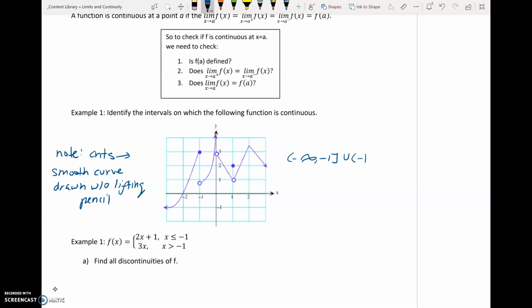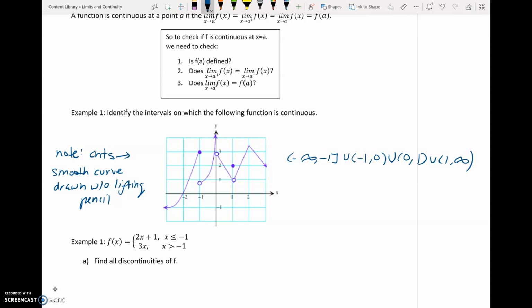And then it goes to 0. Again, we're not going to include 0 because there's an arrow to indicate it's just going on, and it's not ever going to touch 0, so you need a round bracket. And then from this part of the graph, we have 0 again, not including it, up until 1. Again, not including it. And then we can continue our graph from 1 to infinity. And that is the interval on which the function is continuous.